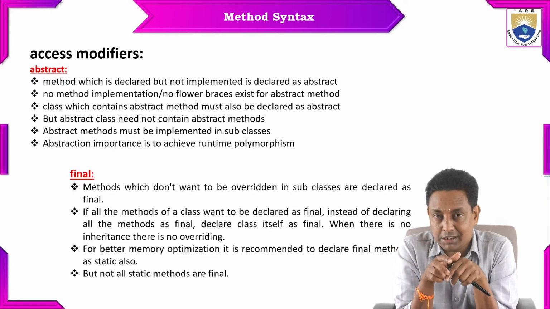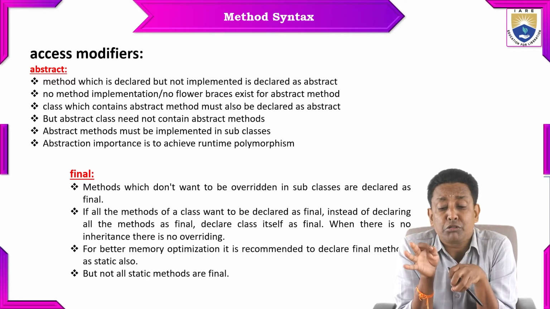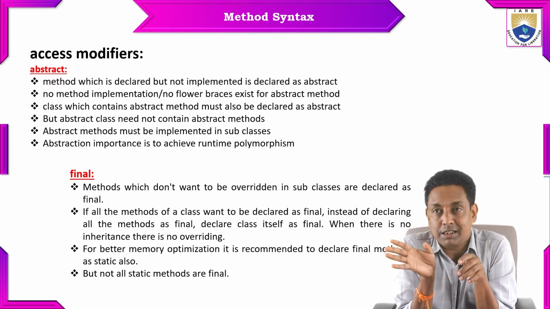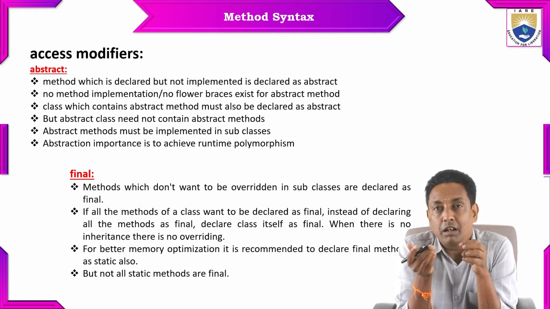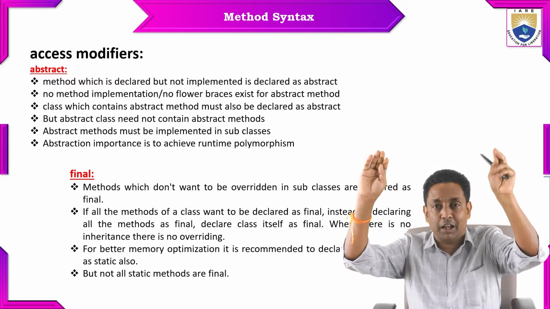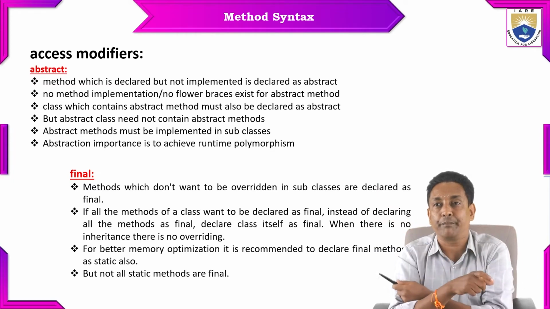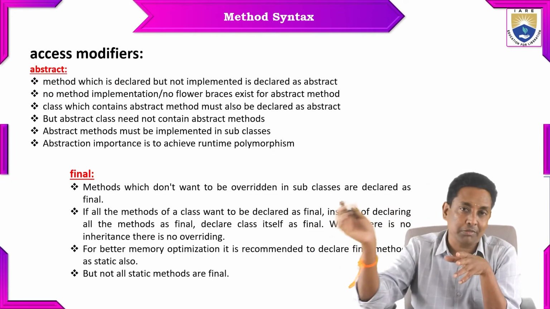Coming to final, which I also discussed yesterday: final methods and final classes. Methods which you do not want to be overridden in subclasses are declared as final. For example, the String class. The String class has provided so many methods. Like if you pass an array of characters into the String class constructor, for example Suryanarayana, I don't know how many characters my name consists of.